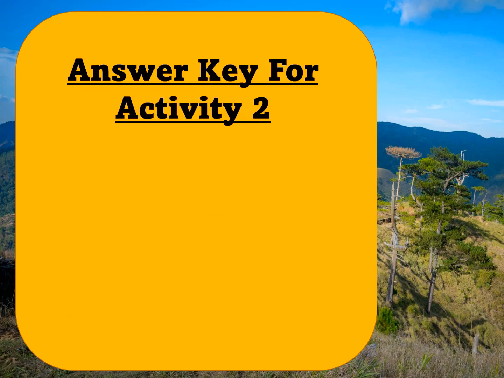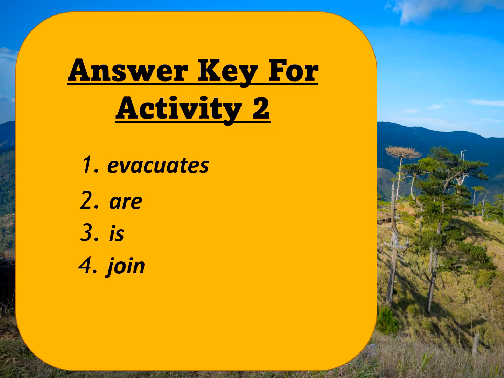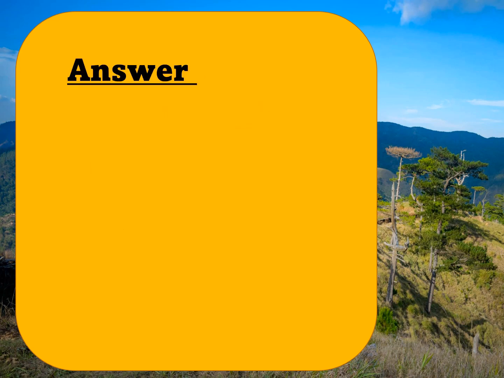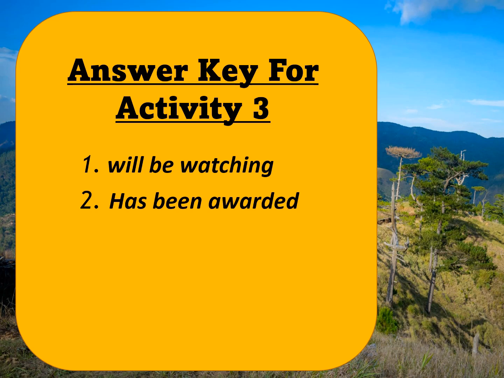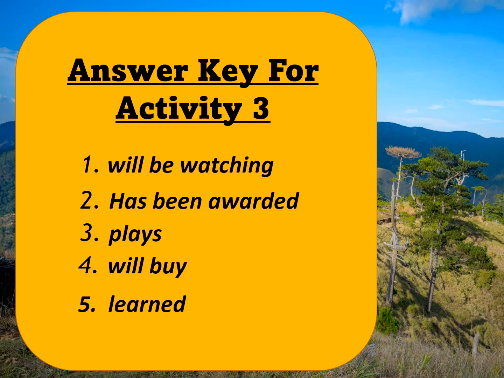Answer key for activity 2. Number 1. Evacuates. Number 2. Are. Number 3. Is. Number 4. Join. Number 5, arrives. Answer key for activity 3. Number 1, will be watching. Number 2, has been awarded. Number 3, plays. Number 4, will buy. Number 5, learned.